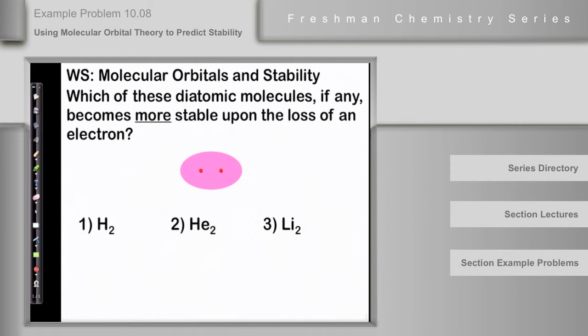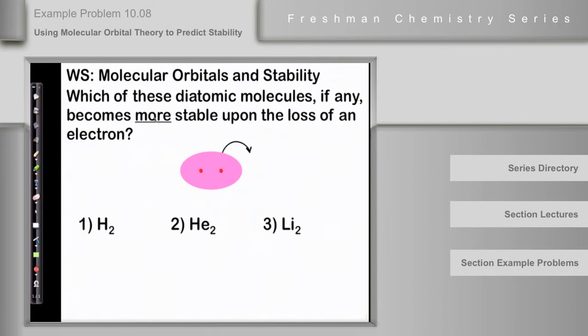In this workshop, we're going to look at how molecular orbital energy level diagrams and electron configurations determine the stability of molecules and the ions which are derived from the molecules. In this particular case, we're going to look at three diatomic molecules, H2, He2, and Li2, and ask which of these diatomic molecules, if any, will become more stable upon the loss of an electron.